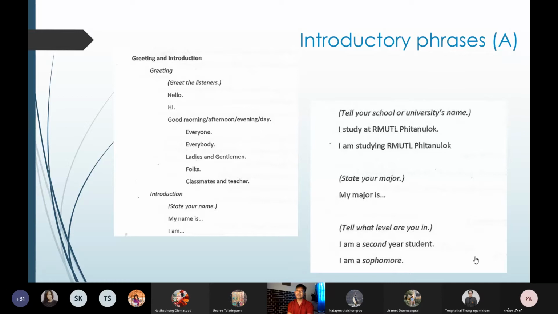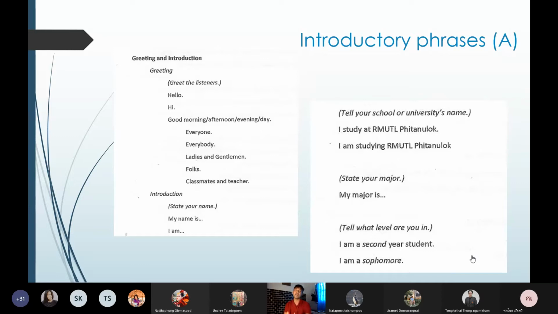And then lastly, you could tell what level you are in. For example, you are in your second year. Or you could say sophomore for second year. For first year, freshman, or I am a first year student. Third year, fourth year, fifth year. For second year, sophomore. For first year, freshman. For third year, junior. And for fourth year, senior. So I am a second year student.